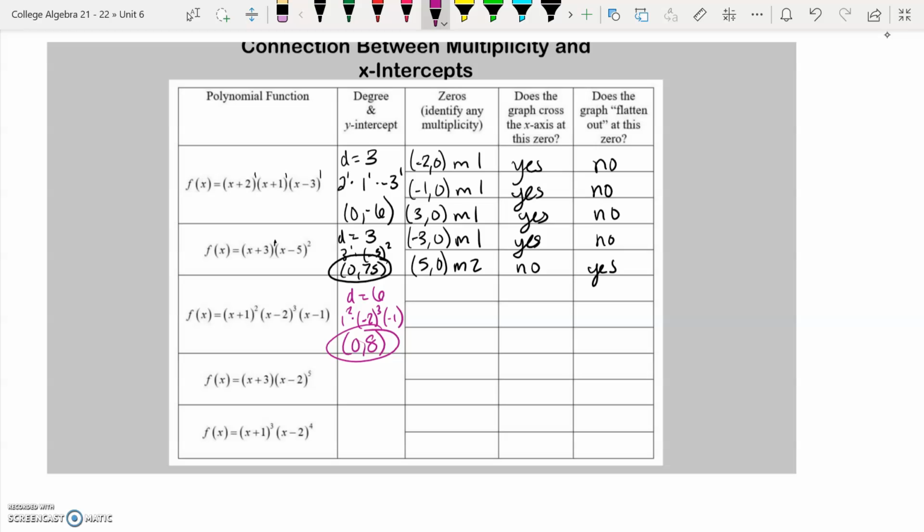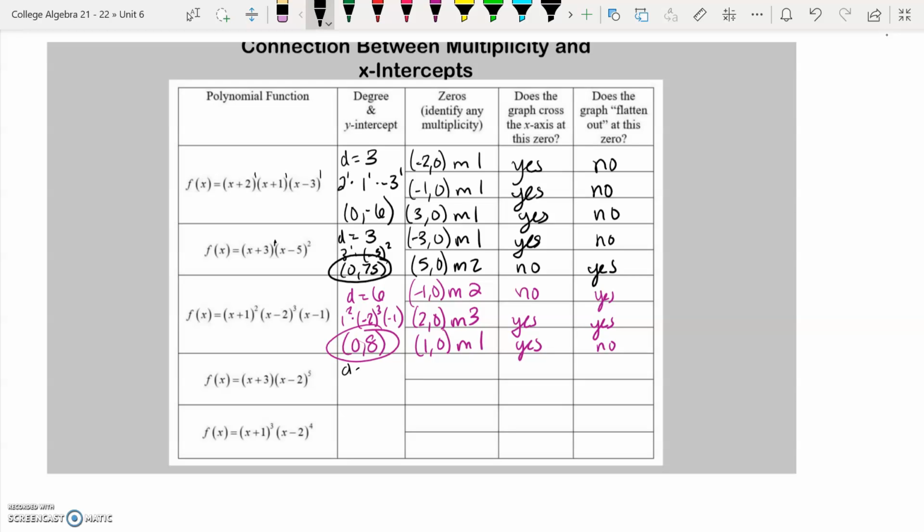So then again, I would do the zeros with their multiplicity: negative 1, comma 0 with a multiplicity of 2, 2, comma 0 with a multiplicity of 3, 1, comma 0 with a multiplicity of 1. So it says, does it cross? If it's odd, hopefully you're starting to see a pattern here, it should cross. And if it flattens out, it's just got to be bigger than 1. So again, you're going to start seeing patterns when you do these. The more you do them, the more you see.